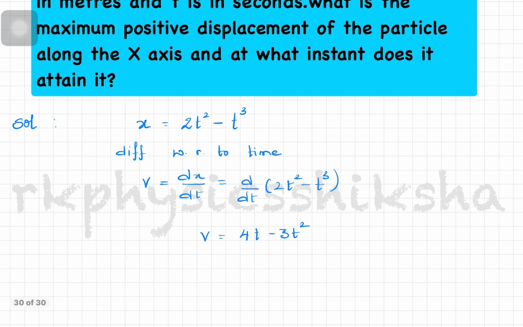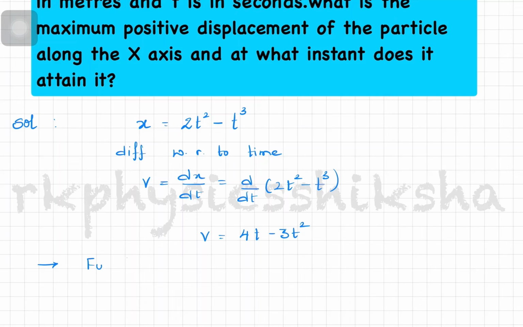Now, let us also calculate the time at which the velocity of the particle is 0. That can be calculated just by equating v equal to 0 in the given equation. That is another simple question you will get. For now, what we are asked here is to calculate the maximum displacement.